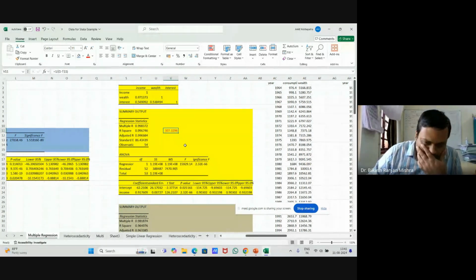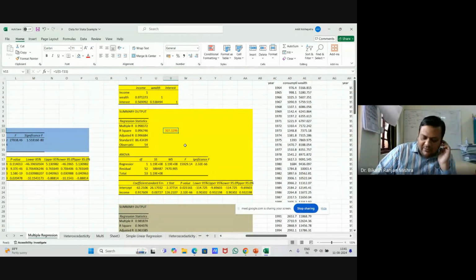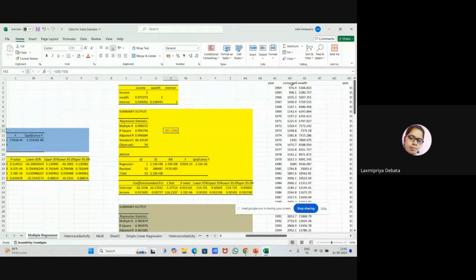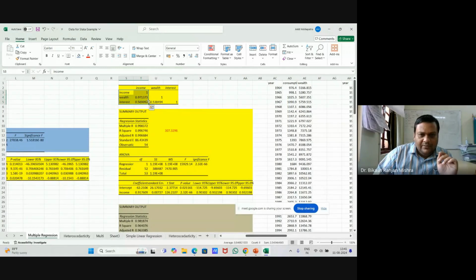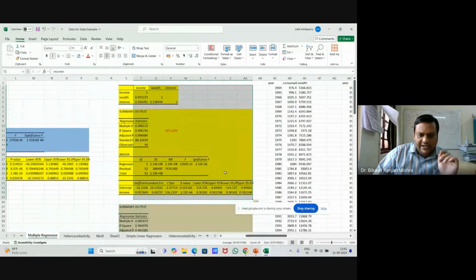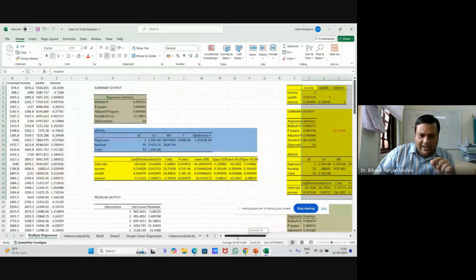The entire series is wrong actually. I'm sorry, I somehow missed it. Please don't do this exercise. Instead of going for consumption as the dependent variable, it should be income and wealth, income and interest, and wealth and interest. I'm extremely sorry for that. This is not the ideal way. These three series need to be done once again by taking the independent variables in pairs.